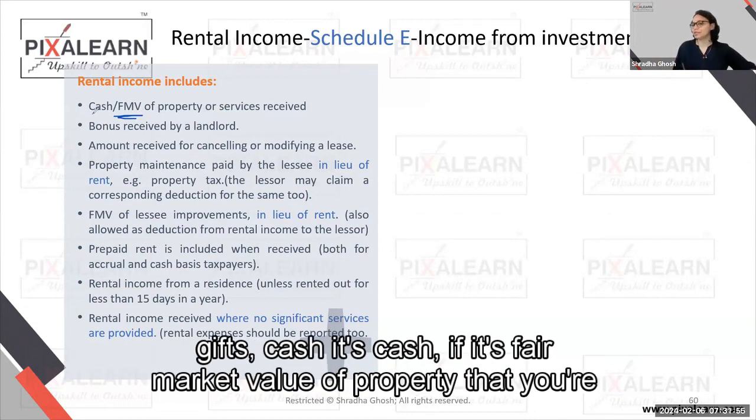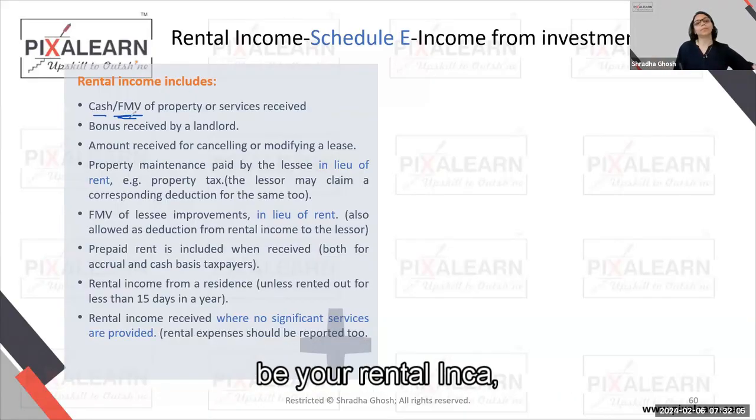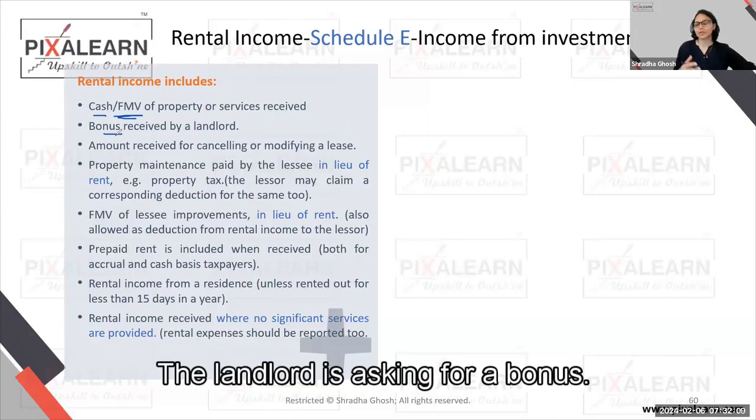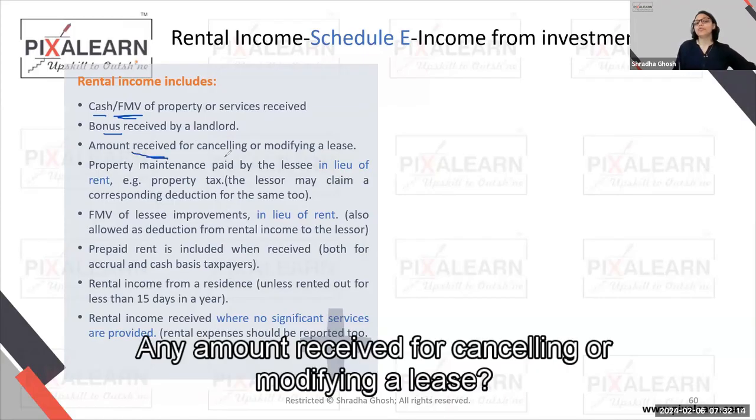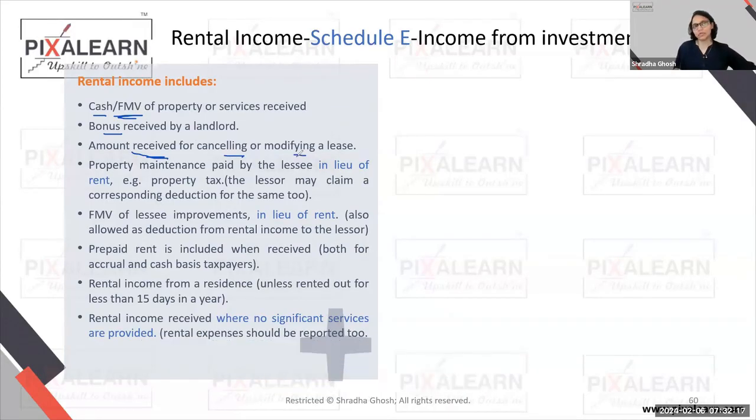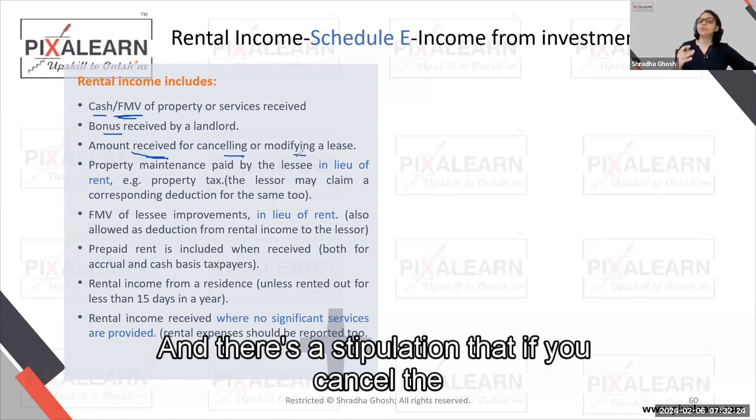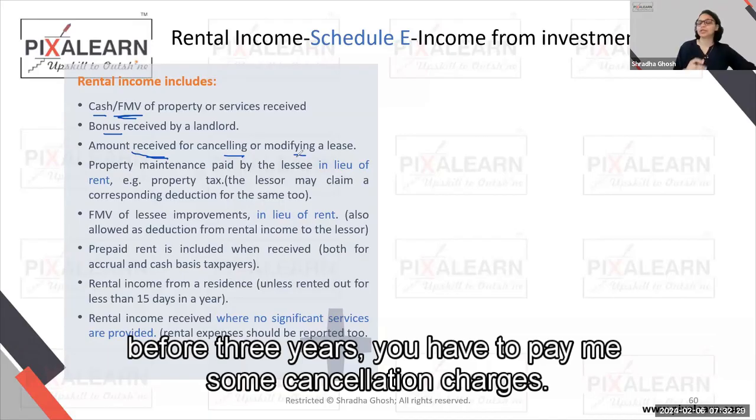So if it's cash, it's cash. If it's the fair market value of property that you're receiving, so if they give you some stock in lieu of rent, that can be your rental income. Any bonuses? Just for the fact that it's a prime property and the landlord is asking for a bonus, that bonus again becomes income. Any amount received for canceling or modifying a lease. So I get into a rental contract, I am a lessor, and I give you 3 years' time. And there's a stipulation that if you cancel the lease before 3 years, you have to pay me some cancellation charges.